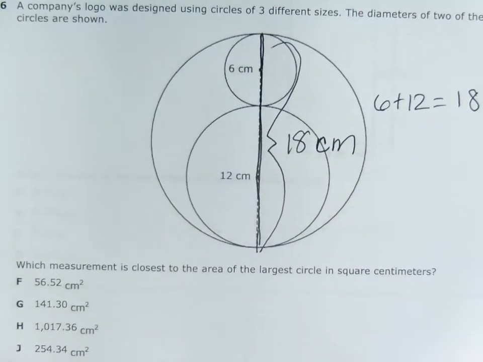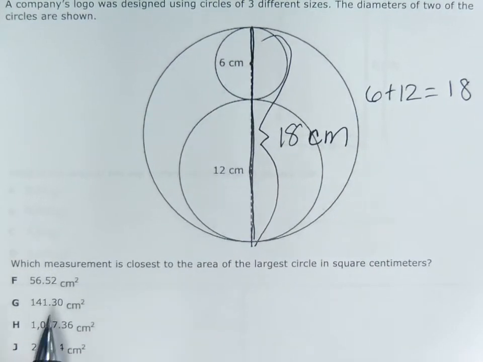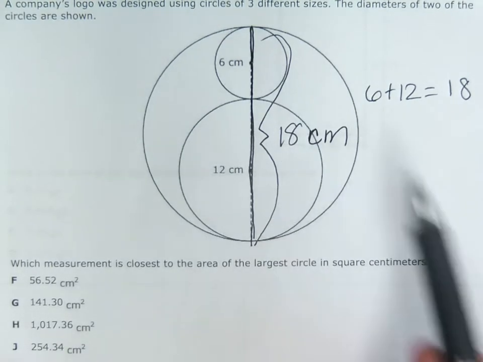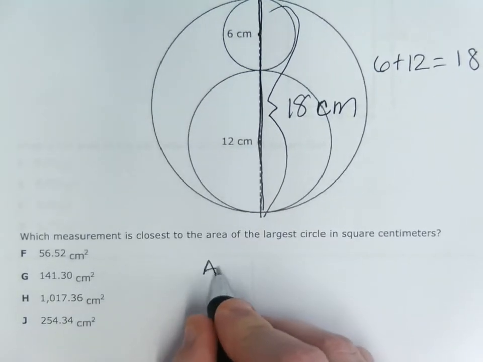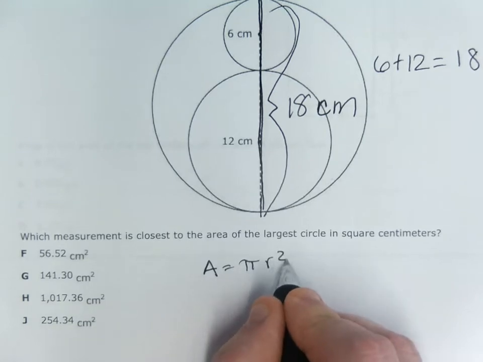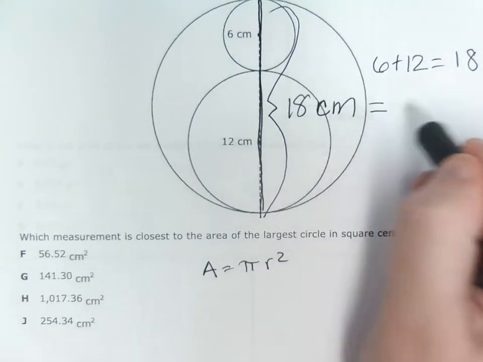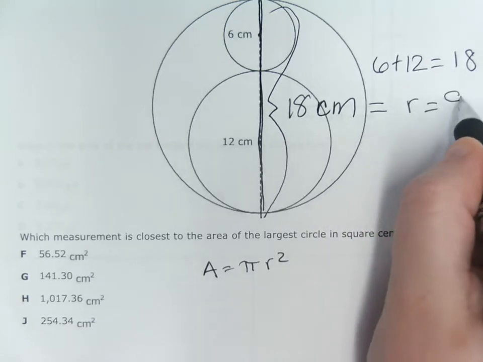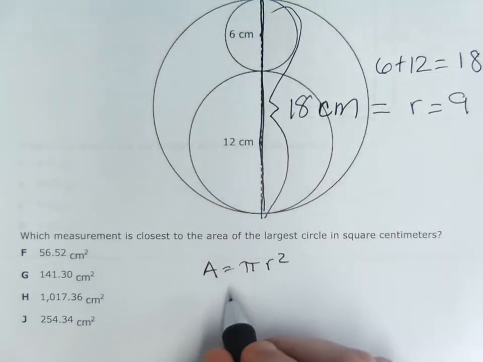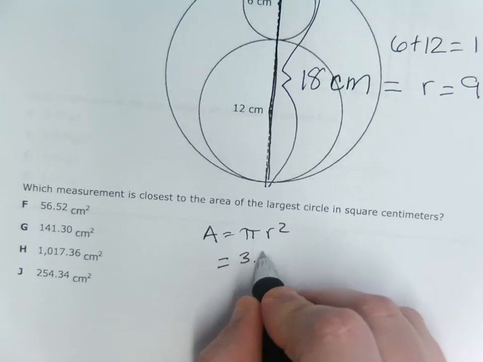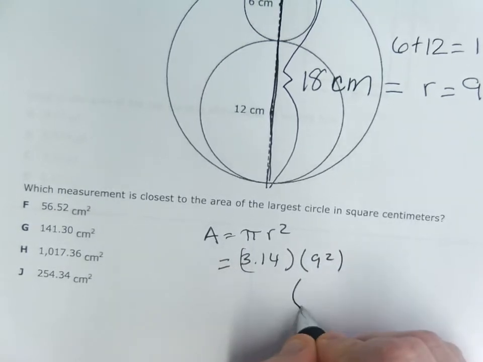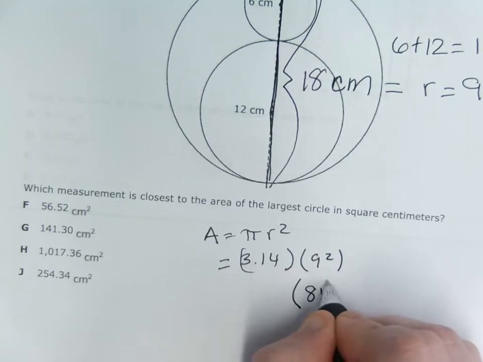Okay? So we're finding the area of the largest circle, okay? And that's why we need the diameter, okay? And area, remember, is pi r squared. So if I have the diameter, the radius we divide in half, and that would mean my radius equals 9, because half of 18 is 9. So I'm going to do 3.14 times 9 squared. And 9 squared is 9 times 9, which is 81.